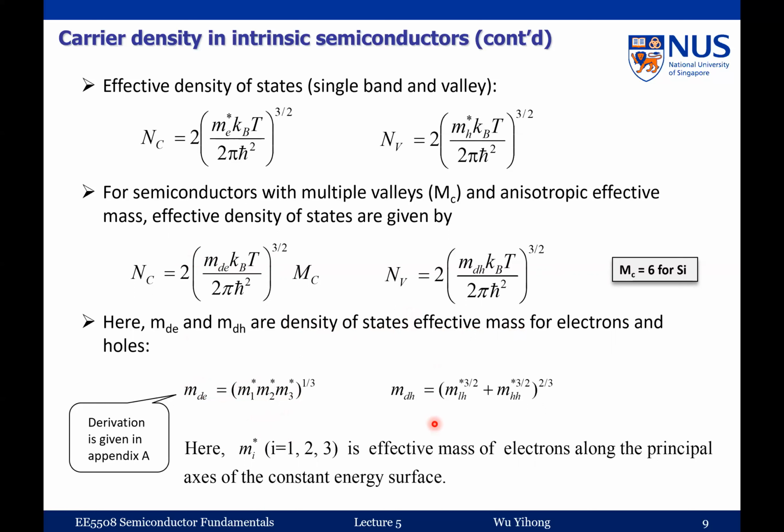And then for holes, typically you only have a single valley, right? So for silicon, for example, this MC is 6 here, and for holes, you only need to find out what this is, but it has multiple bands. That's why you have light holes and heavy holes. So the effective density of states mass for this one is given by this. This is already derived in the previous lecture, right? So that's the only thing you need to know. After that, just substitute here, and substitute this one here, and this one here for a specific semiconductor. Then you should be able to use the same equation to calculate the carrier concentration.